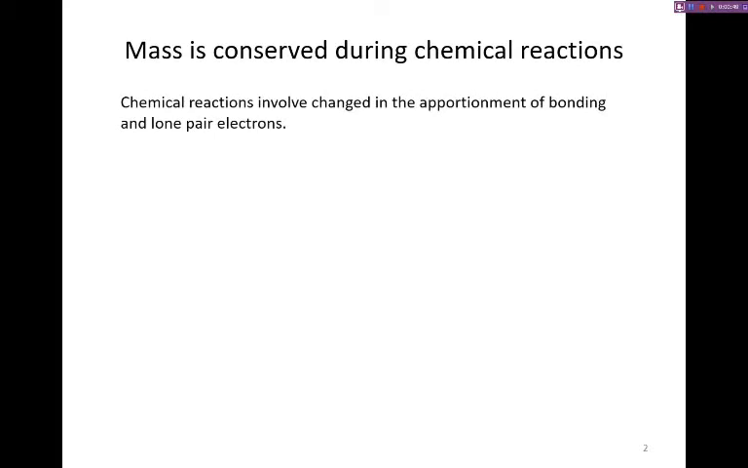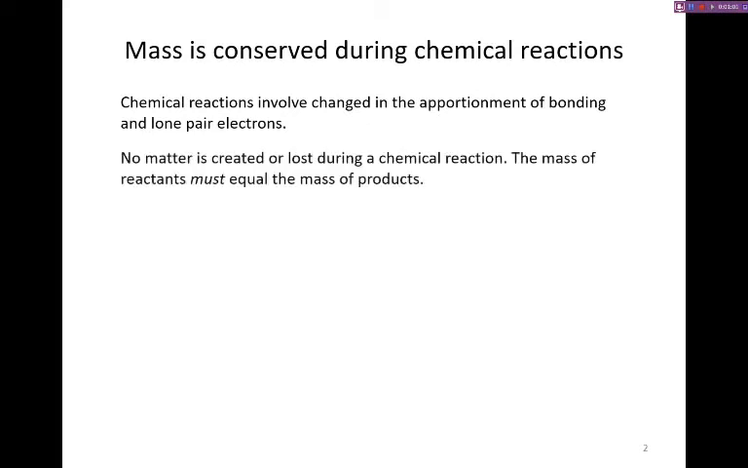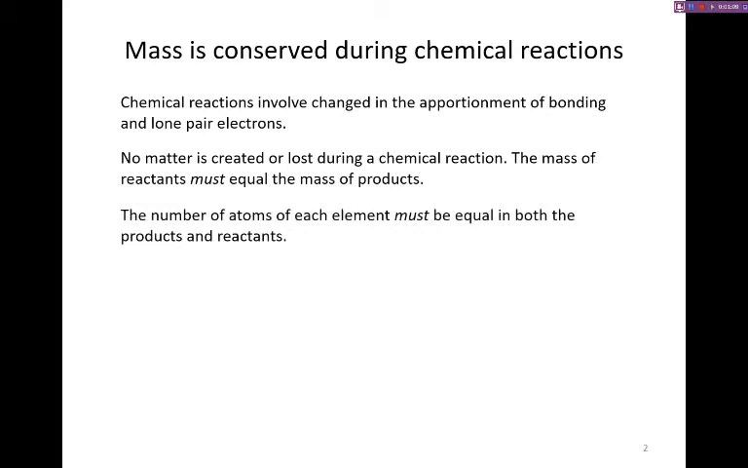And so what's really going on is that we're changing the bonding patterns, we're changing where the lone pair electrons are throughout the elements and molecules, but that there's no matter that's created or lost. The mass of the reactants must be equal to the mass of the products. And therefore, the number of each element must be equal in both the reactants and the products.